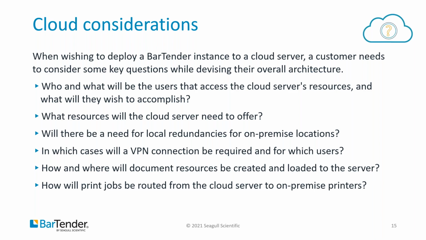In which cases and which users would require a VPN connection to the server? Of course, that brings with it various security questions to mind. And of course, how will print jobs be routed from the cloud server? Indeed, how will they be produced and initiated in the first place? But how would that print job be transported down to the on-premise printers?